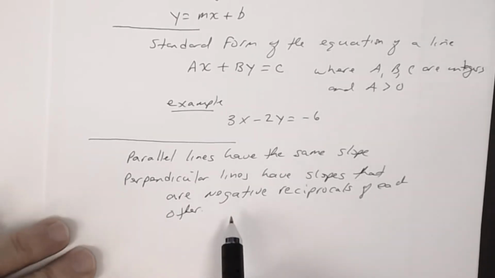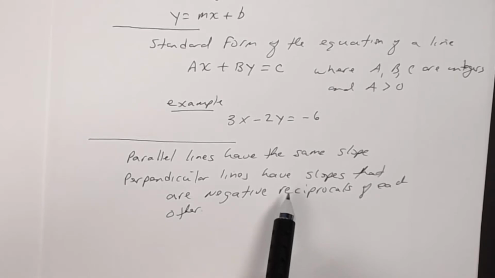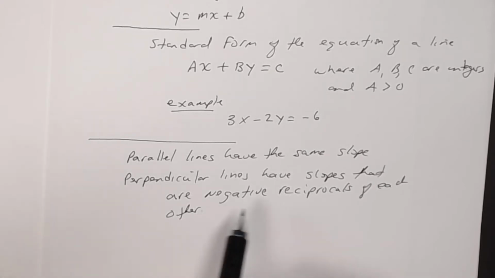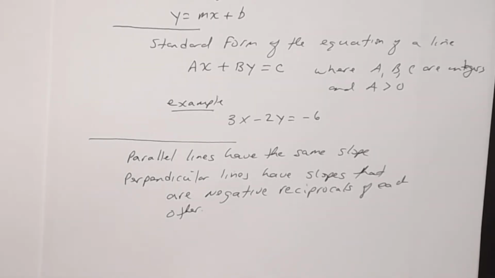So basically, if you have two lines that are perpendicular and you take their slopes and multiply them, you would get -1. Always. So two lines that are perpendicular, their slopes are negative reciprocals of each other. In previous lessons, you saw that.